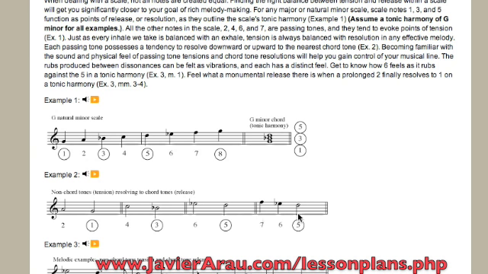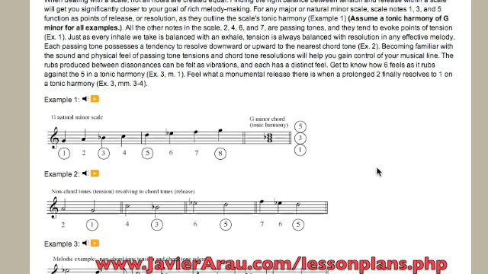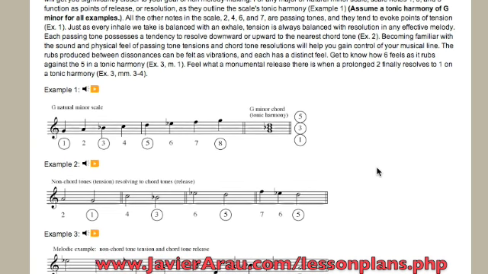So in tension and release, release notes are the chord tones, and tension notes are the other notes in the scale. So 1, 3, 5 are release notes. They provide resolution, but every resolution needs tension. That tension is provided by 2, 4, 6, or 7. The concept is, just as every inhale we take is balanced with an exhale, tension is always balanced with resolution in any melody.